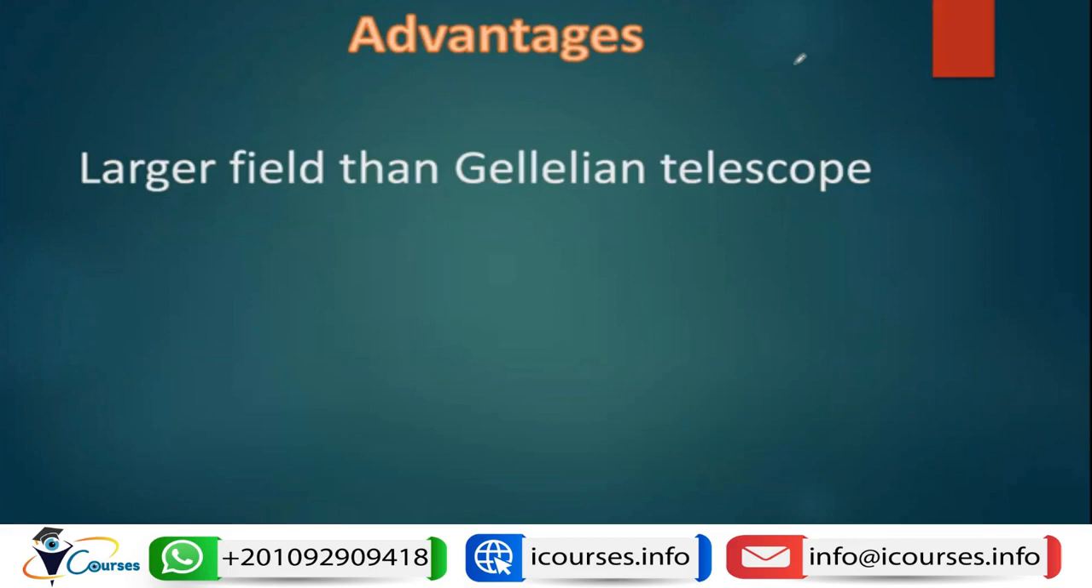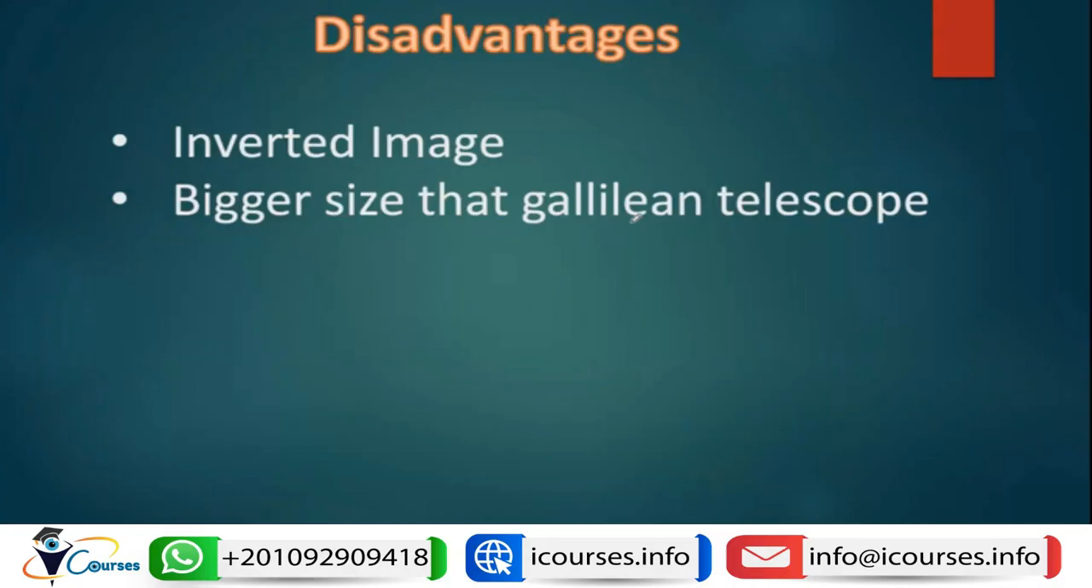So what are the advantages of this system? What are the advantages of having an astronomical telescope? One of the major advantages is that it gives a larger visual field than the Galilean telescope. So the field that we can see through the astronomical telescope is better and larger than the Galilean telescope. But it also has disadvantages. One of the major disadvantages is that it produces an inverted image, as we just saw.